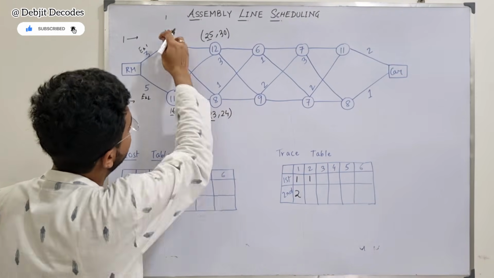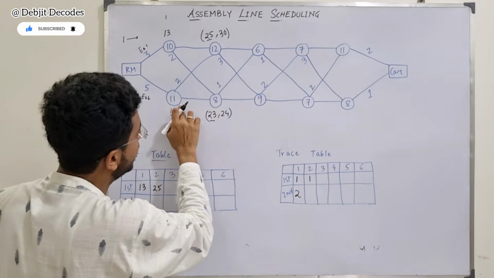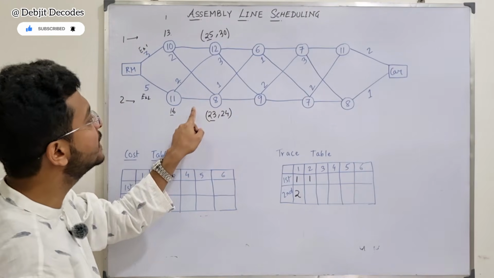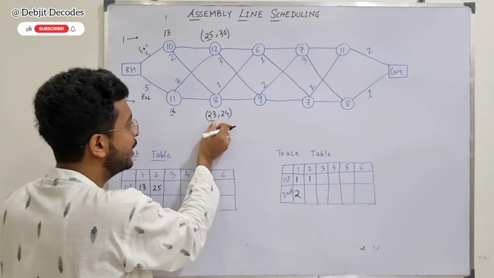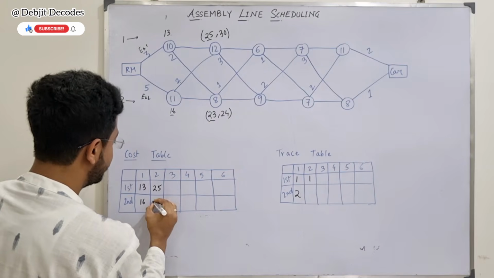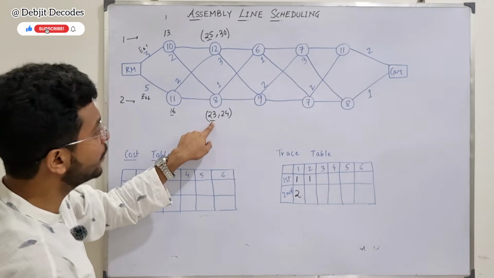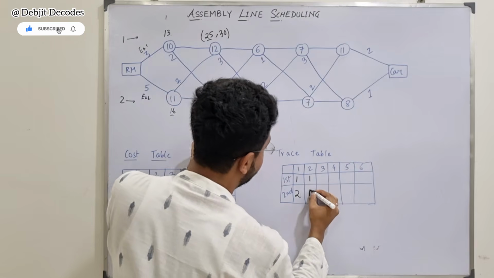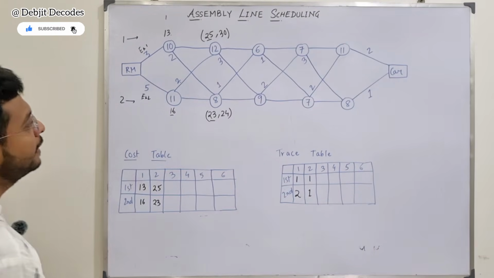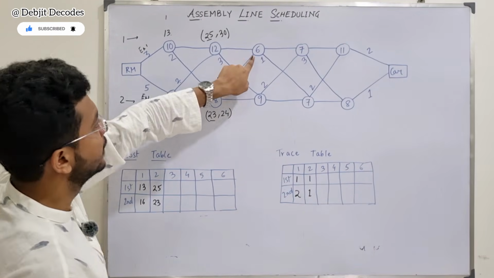This 23 is coming from the assembly line 1 and 24 is coming from this one. So which one is minimum? 23. So we will be taking 23. And 23 is coming from which line? Line number 1. So we will be writing 1. Right?